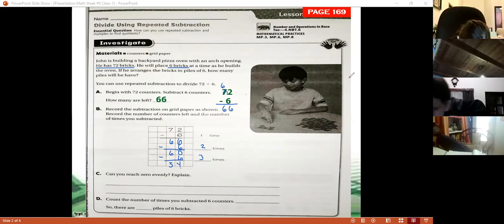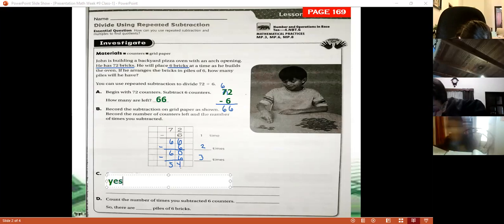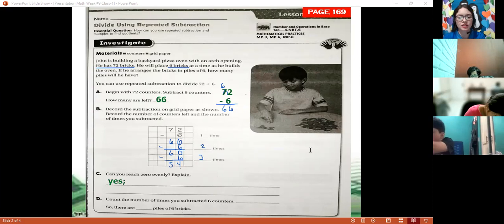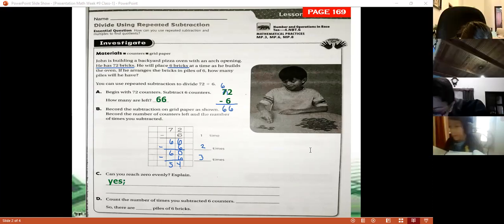Yes, we can get it. So let's write yes. Why? How do you know that we can get it? It's yes, that is the answer. How do you know that, class? How many groups do you think that we can create of 6 if we continue subtracting 6?